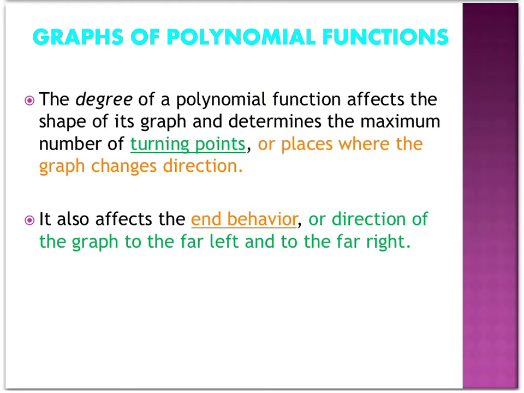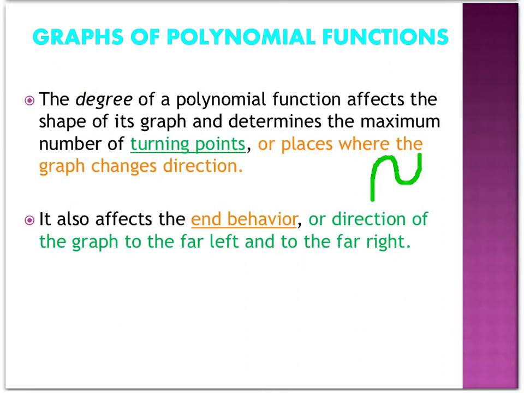So the degree of a polynomial will affect the shape of the graph, okay? Depending on the degree, if it's linear, quadratic, or cubic, that will determine the different number of turning points in my graph. When I say turning points, I mean where the graph changes direction. So maybe it's going up, and then it goes down, and then it goes up, okay? So here I have 1, 2 turning points. We are going to be able to figure out, if I have 2 turning points, what is the degree of the polynomial?